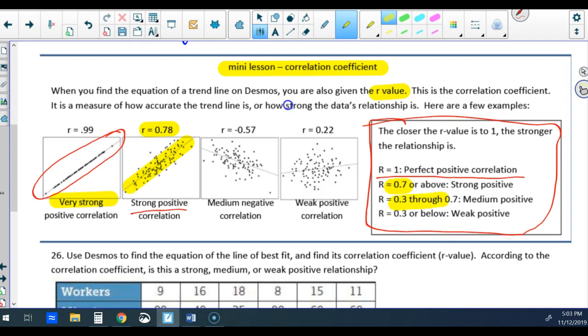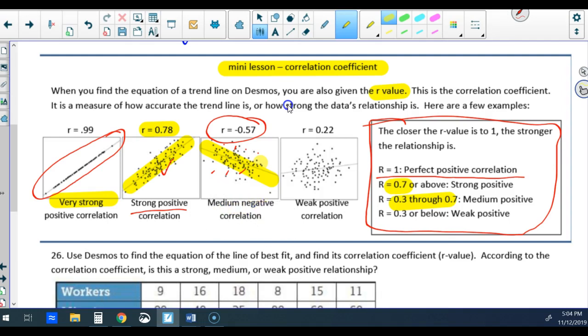0.3 through 0.7, that's kind of in the middle. That's medium, around 0.5-ish. It's a medium positive. Here, this example, it is a negative because it goes down. Those dots are starting to get very spread out compared to over here, at least. These dots are kind of outside the trend line. That is a negative 0.57 r value, correlation coefficient. So that is a medium negative correlation.